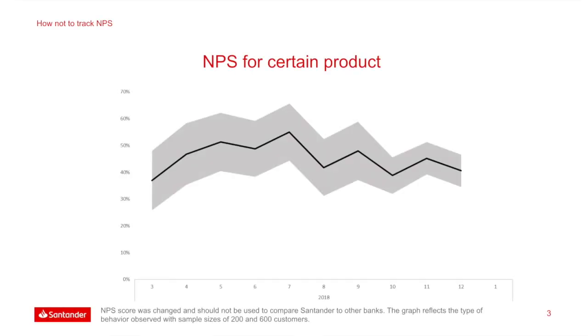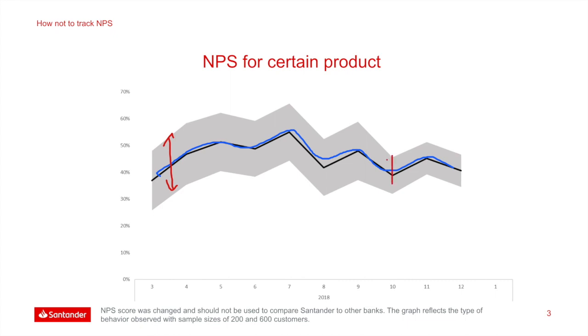Here's why. This is an example of monthly tracking. The black line represents changes in the NPS score obtained every month in the surveys. The gray band is a confidence interval. Our initial sample size was 200 customers.